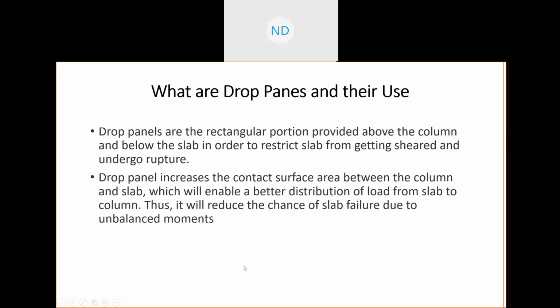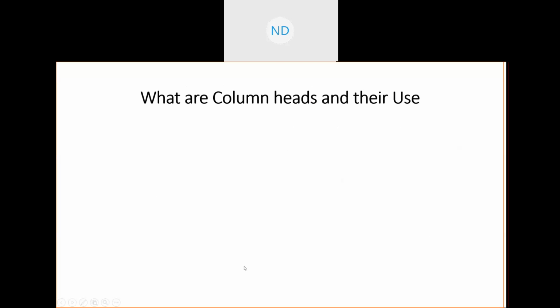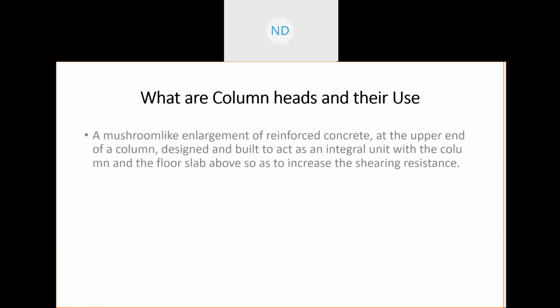Okay, so now, column heads. Next is column heads and their uses. So one was your slab, the drop panels, and the next one is your column heads. Column heads are mushroom-like enlargements of reinforced concrete at the upper end of a column. They are designed and built to act as an integral unit with the column and the floor slab so as to increase the shearing resistance.